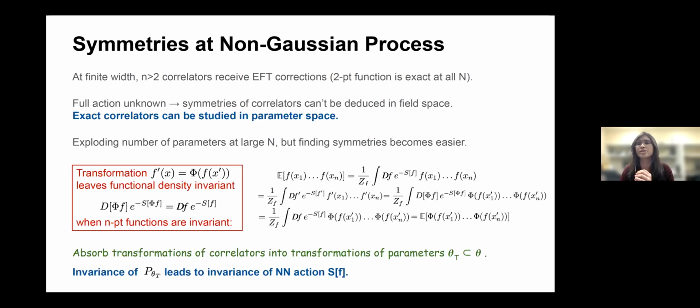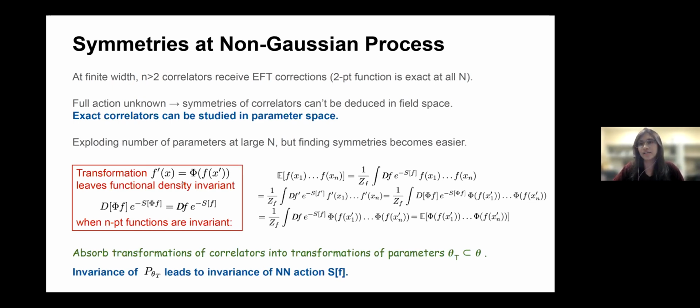And we take advantage of the solution that I briefly introduced in the first slide here, that you can actually study the correlation functions, their exact expressions involving integrals over parameters in the parameter space description. So in that way, you can learn about the symmetries of the correlation functions, even though you do not know the function space effective action. We'll take advantage of this fact.